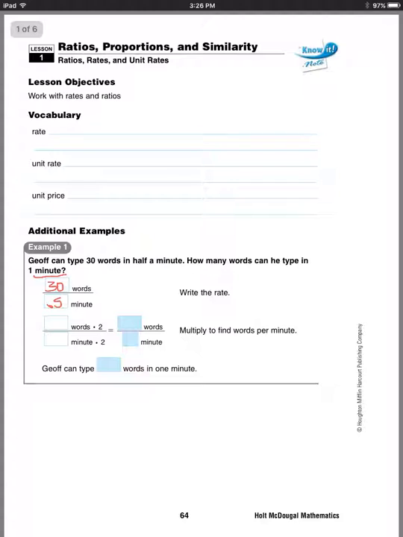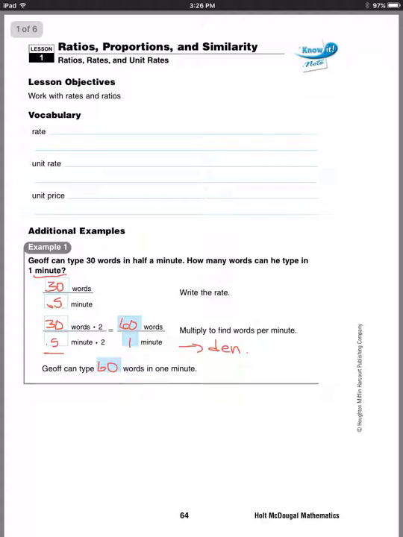Now, since we're trying to get to 1 minute and 0.5 is smaller, we're going to multiply. So we're going to take 0.5, and we have to multiply it by 2 to get 1. Now, if I do that to the denominator, I have to do that to the numerator and multiply it by 2 and get 60 words. So Jeff can type 60 words per minute. If this number were bigger than 1, I would have to divide to get my answer. But since it's smaller than 1, we multiply.